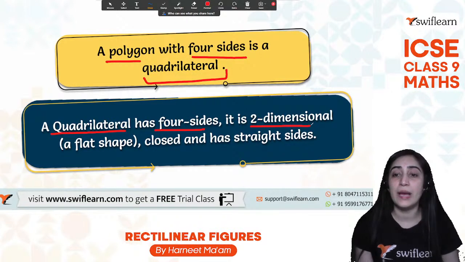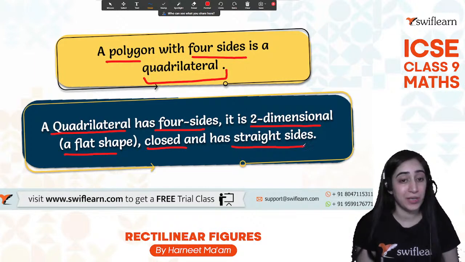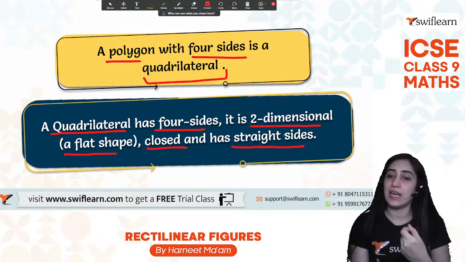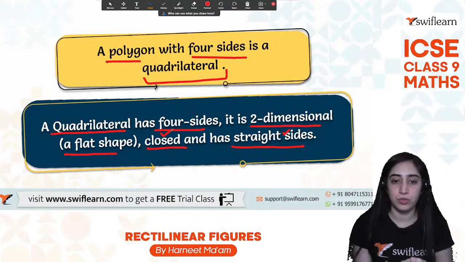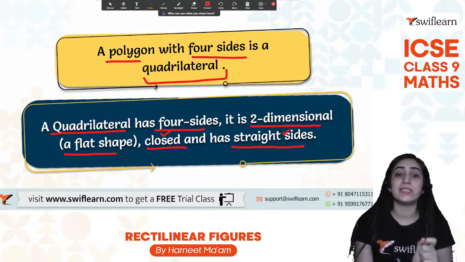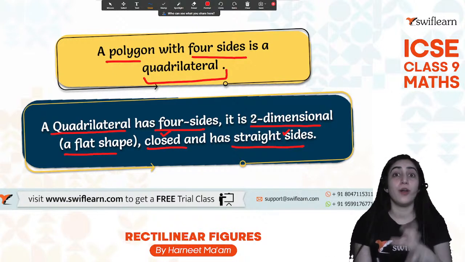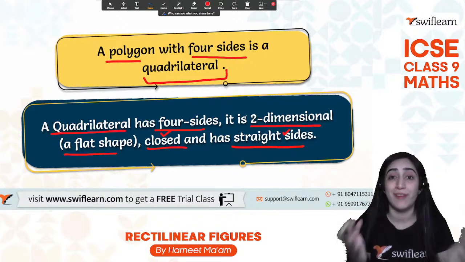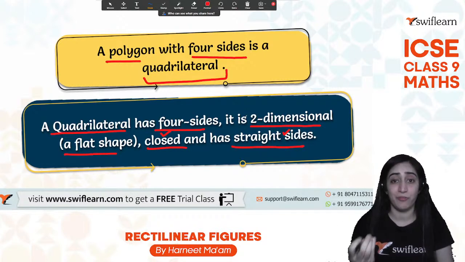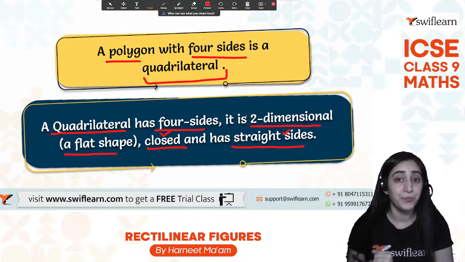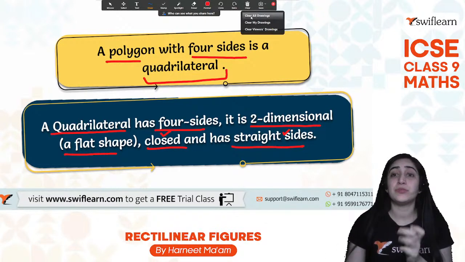It is a two-dimensional flat figure, closed, and all are straight lines. Whenever we are talking about a polygon, it means it has to be made of straight lines and it has to be closed, so automatically these two things are covered. Now for a quadrilateral, we are talking about a two-dimensional figure, not a three-dimensional figure. We are only talking about figures we can draw on a flat surface. That means if we can draw that figure on a paper, we call it a two-dimensional figure.